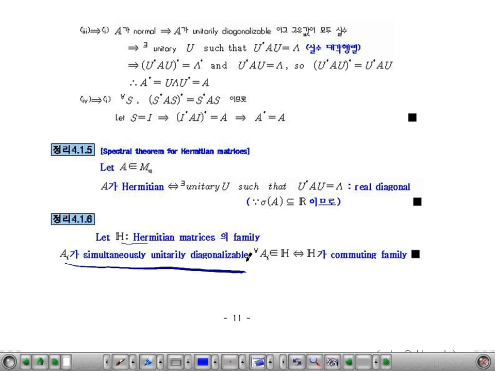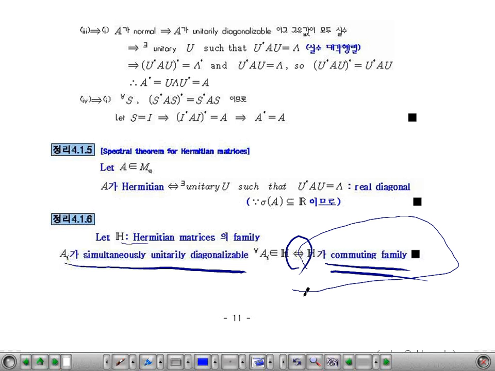And this is simultaneously diagonalizable if and only if it's a commuting family. This is what we already saw in the previous chapter. When you have a commuting family, we can expect a pretty interesting fact related to simultaneous diagonalization.